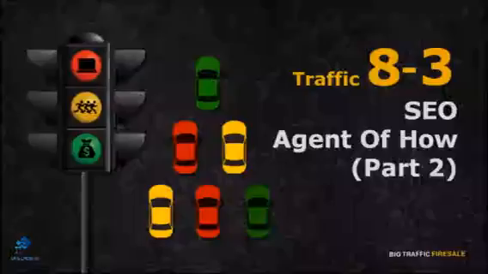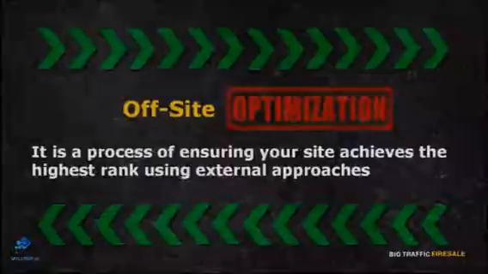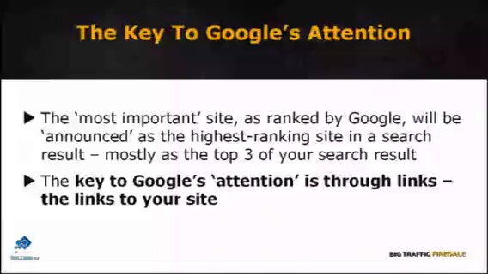The next agent of SEO is the off-site optimization. Off-site optimization is a process of ensuring your site achieves the highest rank using external approaches. Simply put, it's not optimized within your site. You'll need other sites, multiple platforms to steer Google into your main site. By now, the most important site as ranked by Google will be announced as the highest ranking site in a search result. You'll see this site mostly in the very top 3 of your search results on the first page list. To be one of those sites, explore how Google evaluates the importance of a website.